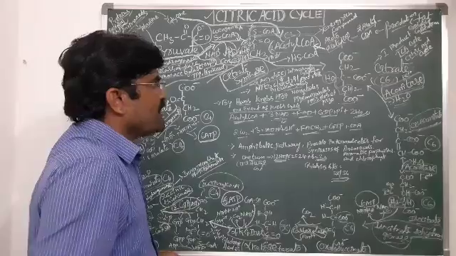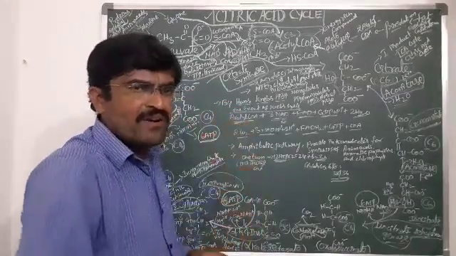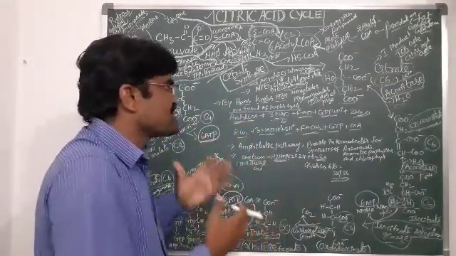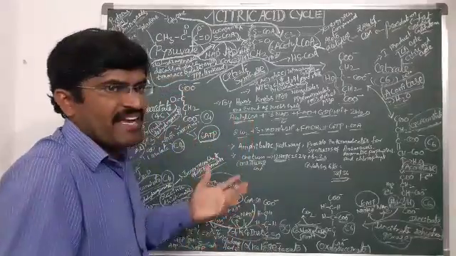So this actually takes place in the matrix of the mitochondria in eukaryotic cells, whereas in prokaryotes it takes place only in the cytoplasm, because of the lack of mitochondria.